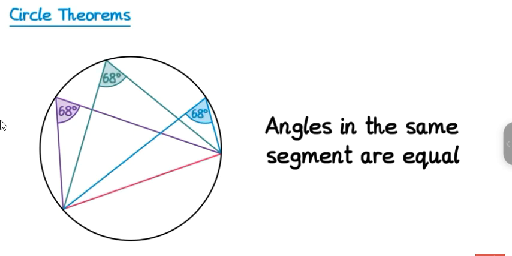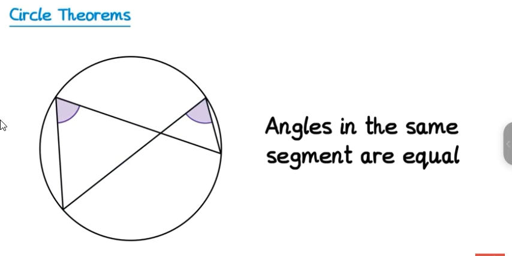one. Sometimes this theorem is drawn without the red chord, so we can remove that and it may look something like this, and the property still holds. It's often drawn with only just two of the angles, so if we remove one of them like this, we end up with this picture where both of the purple angles here are the same size.